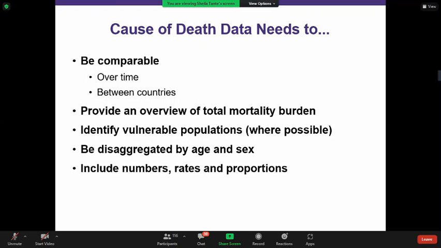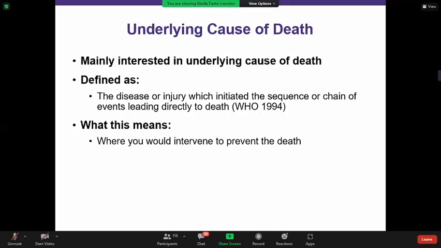Okay. So cause of death data needs to be comparable over time and also between countries. It should provide an overview of the total mortality burden, and it should be able to identify vulnerable populations wherever or whenever it's possible. So where is it possible and who are possibly affected? And it should be disaggregated by age and sex and include numbers, rates, and proportions. It's kind of unfortunate, as I've said before, that most of our health workers at the local level are not equipped in data utilization as well as in data quality formulation.